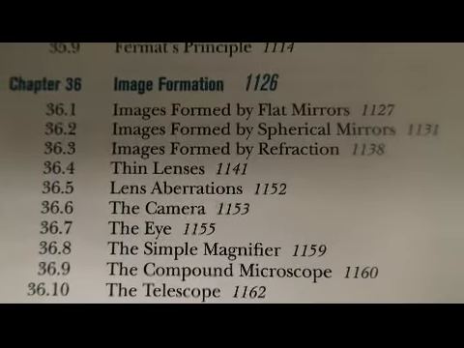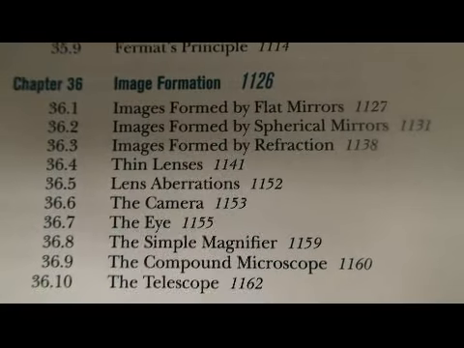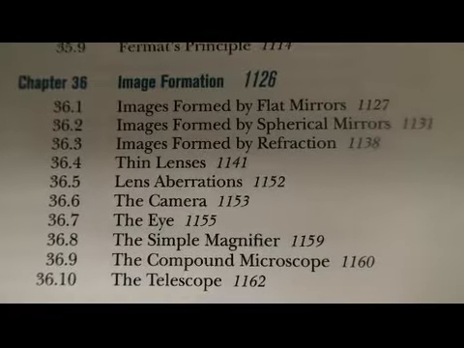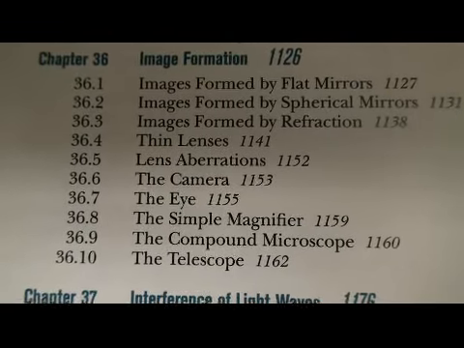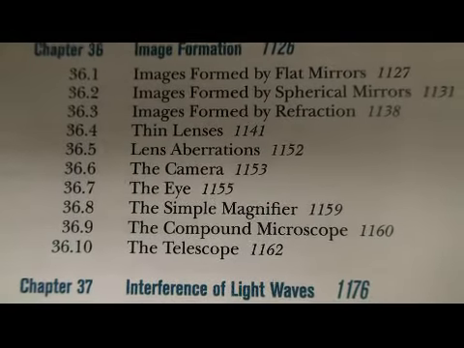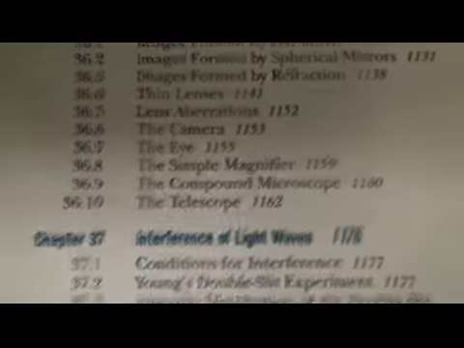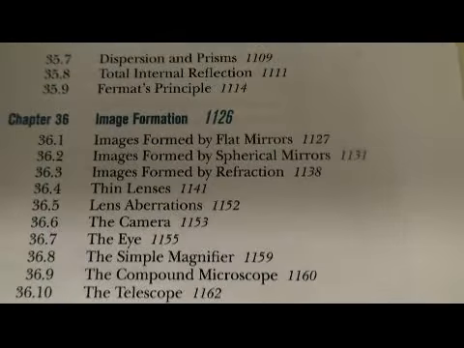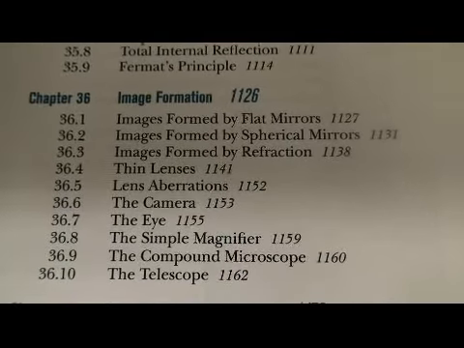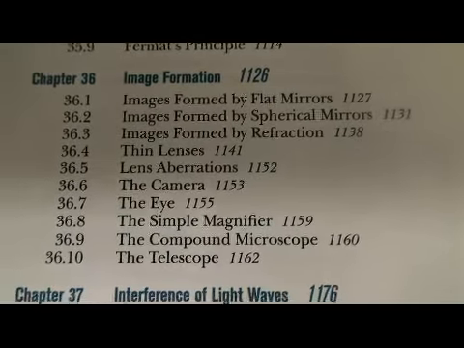This is a big chapter. Spherical mirrors, image formed by refraction, thin lenses, lens aberration, camera, eye, the simple magnifier, compound microscope, telescope. Then up to there, physics 2 ends with that.